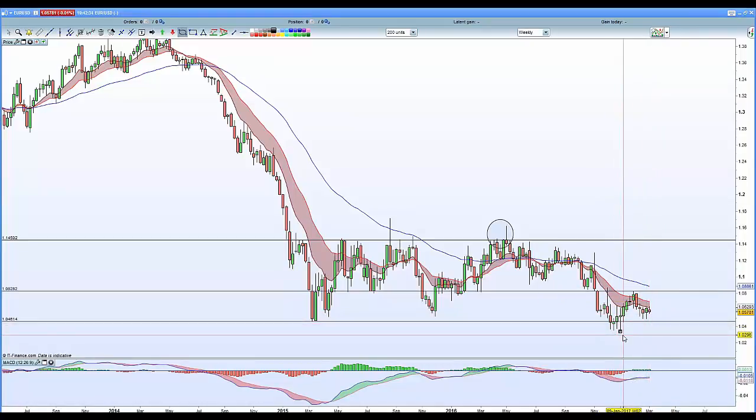Stop loss below the previous low. Take profit around the previous high, around 114 or so, and that's it. Let it go. Forget about it. See what happens.